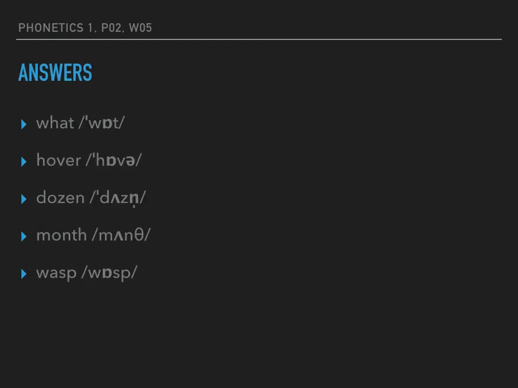So here are the answers to the previous questions. If we look at the word what and hover, you're going to see that my jaw drops slightly more than with dozen and month, and wasp does the same thing. So the lot vowel, once again, is going to be our farthest vowel. It's a vowel pronounced at the very bottom of our mouths, whereas dozen and month are going to be more towards the center.